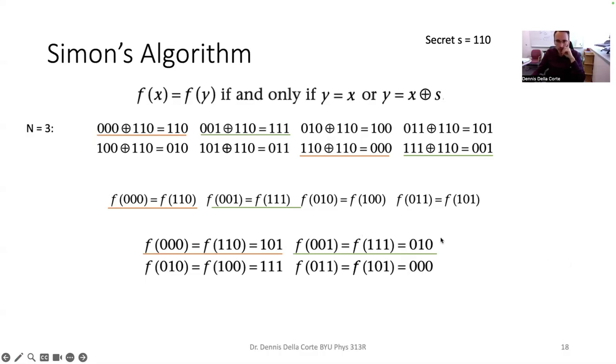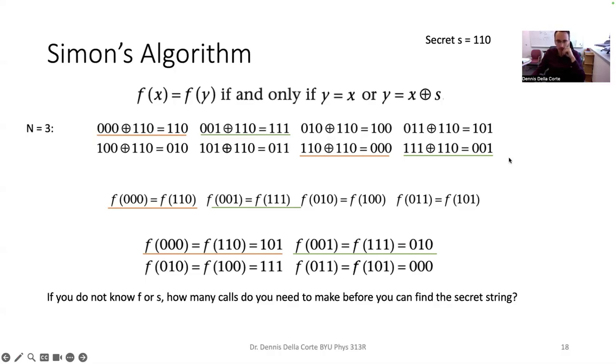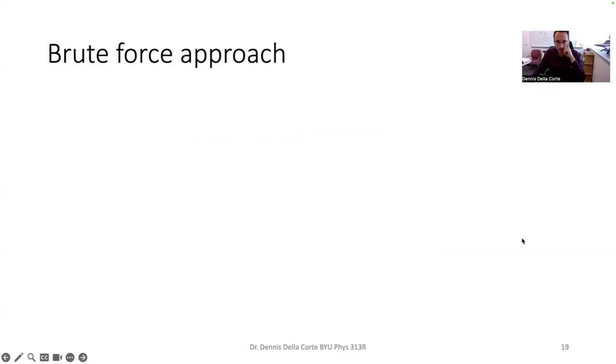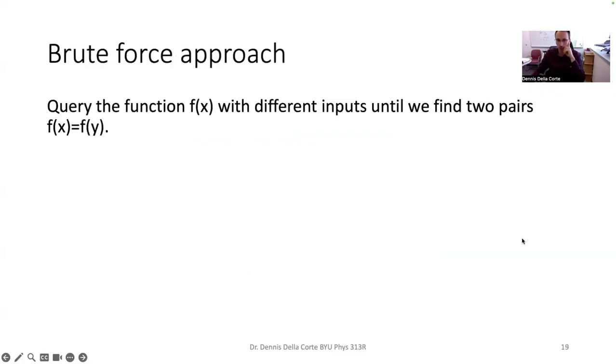And now the question is, if I do not know the secret string s, how often do I have to ask the function f about a certain output before I can deduce what s is? So if you do not know the function f or the string s, how often do you need to call it to find the secret string? That's Simon's problem.